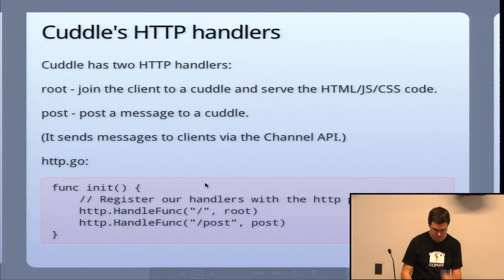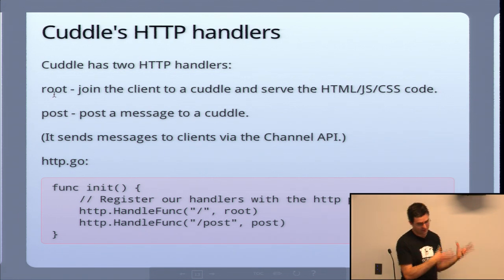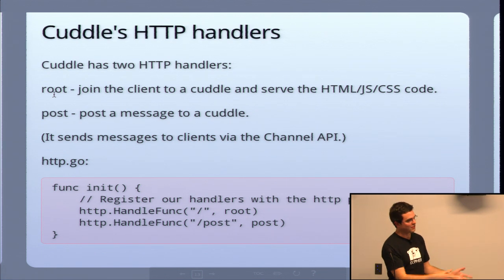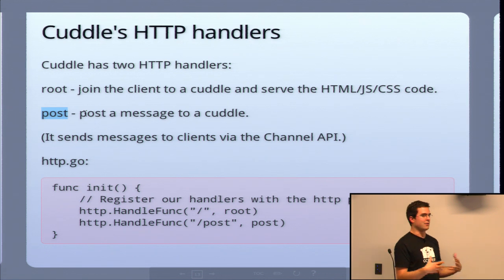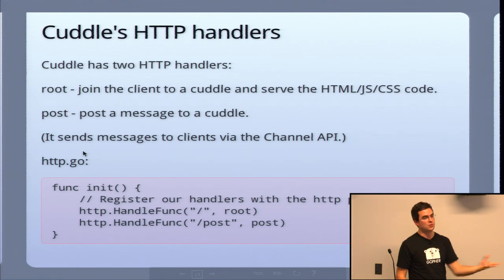It's very straightforward. So our program Cuddle has two HTTP handlers. It has a root handler, and that handles the joining part, where the client joins a Cuddle, and we add the client to the room and check for the room, and then create the channel, and then serve the HTML to the client. And then we have the post handler, which handles a request to post a message to a room. And so the messages are returned to the user via the channel API.